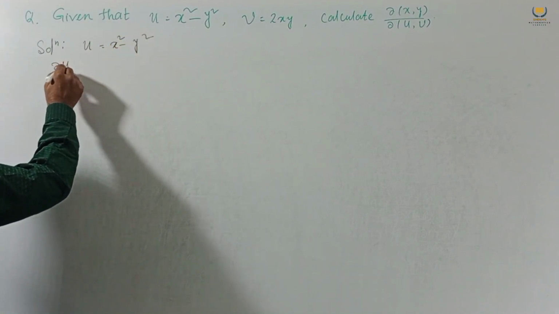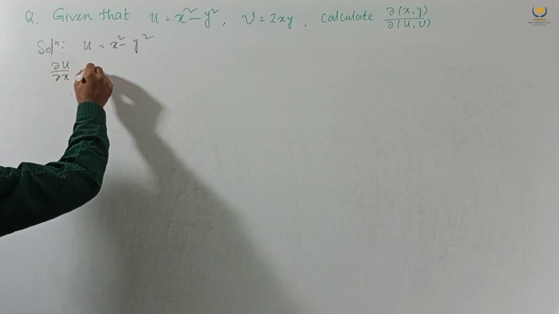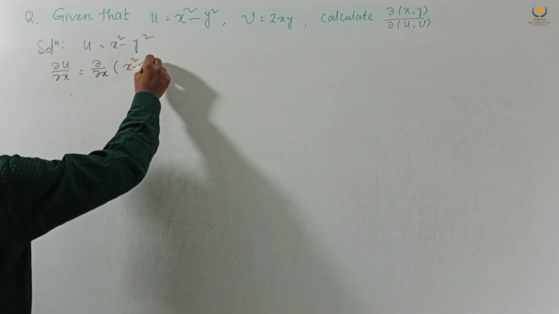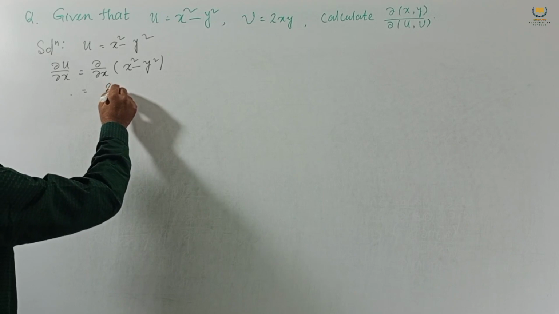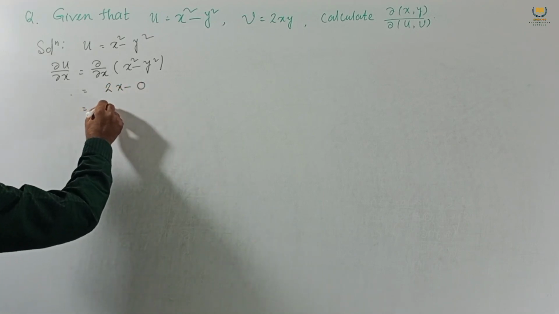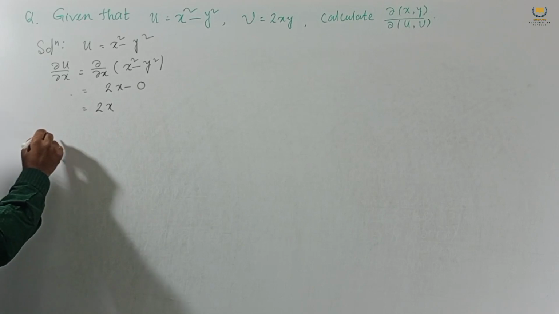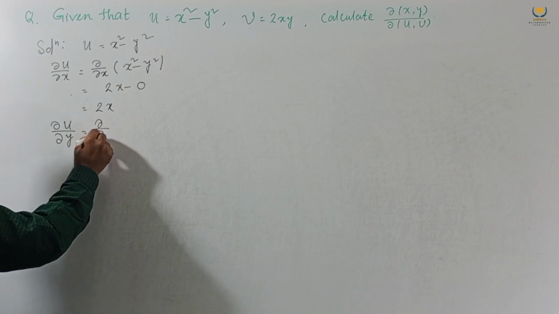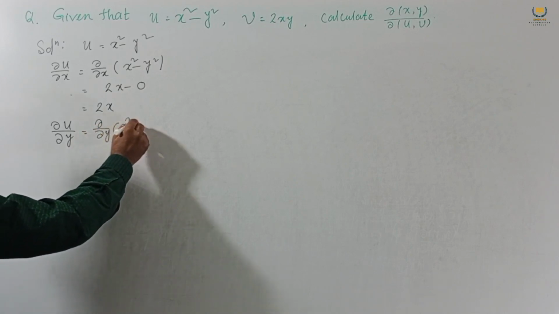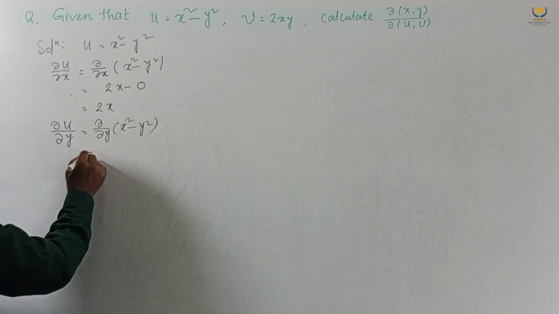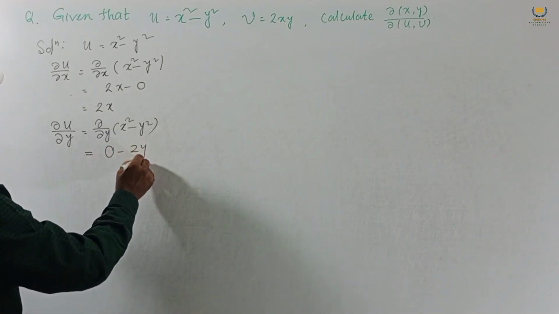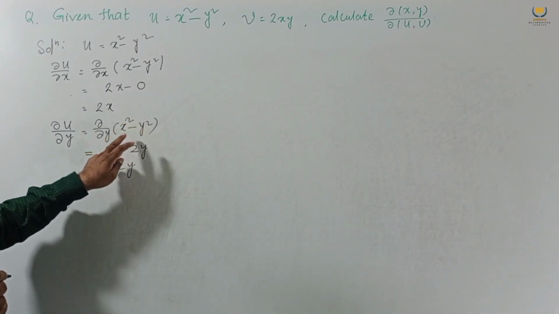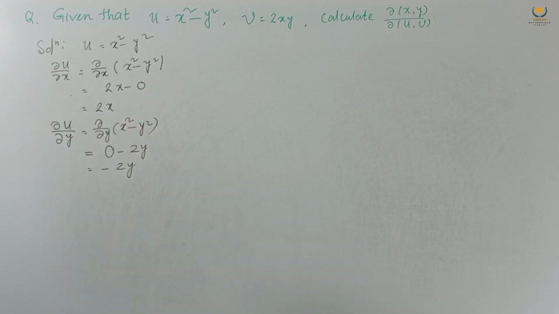If we find ∂u/∂x, then we get ∂/∂x of x squared minus y squared, and this will be 2x minus 0. This is 2x we get. And ∂u/∂y is ∂/∂y of x squared minus y squared, and this will be 0 minus 2y. This is minus 2y because we differentiate with respect to y, meaning x is constant. This is 0 and this is 2y.